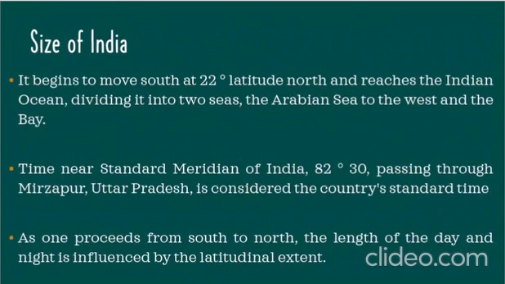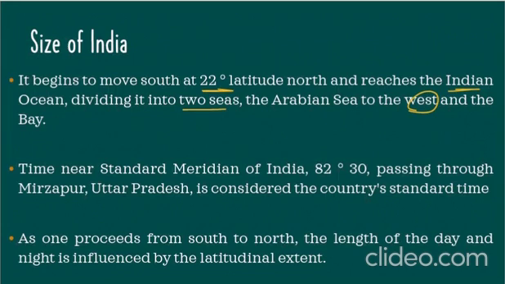Now, continuing with the size, it begins to move south at 22 degrees latitude north and reaches the Indian Ocean, dividing it into two seas, the Arabian Sea in the west and the Bay of Bengal in the east. So basically, that is what happens with the Himalayas.